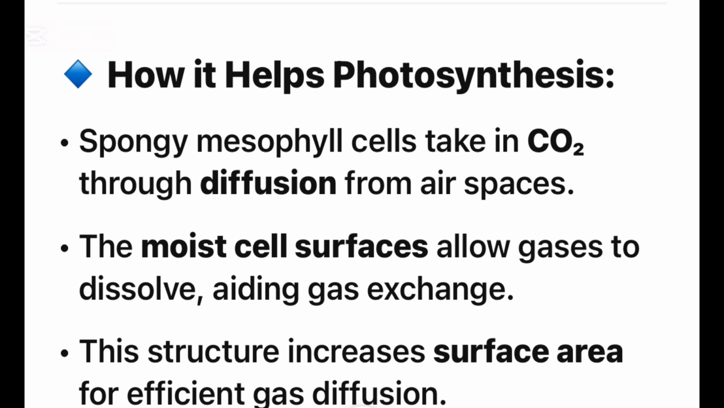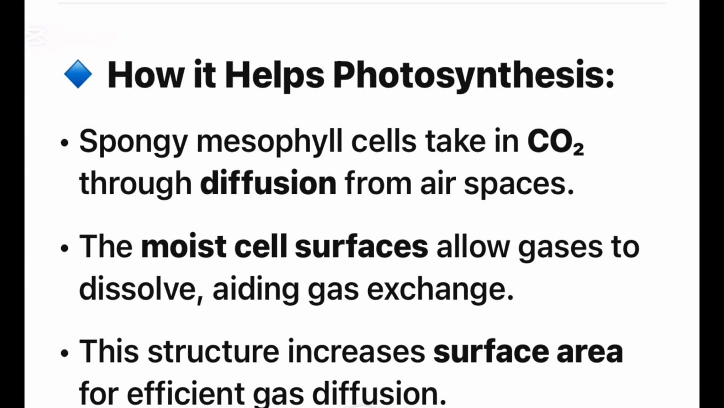Like I said, I've already defined photosynthesis for you. Now, let's talk about how the spongy mesophyll helps photosynthesis. Spongy mesophyll cells take in CO2, which is carbon dioxide, through diffusion from the air space. That's one way. Secondly, the moist air surface allows gases to dissolve, aiding gaseous exchange in the mesophyll, which also aids photosynthesis. Thirdly, this structure increases the surface area for efficient gas diffusion.